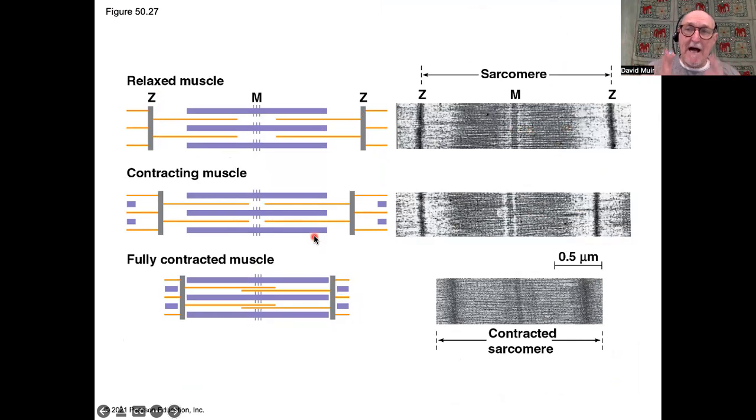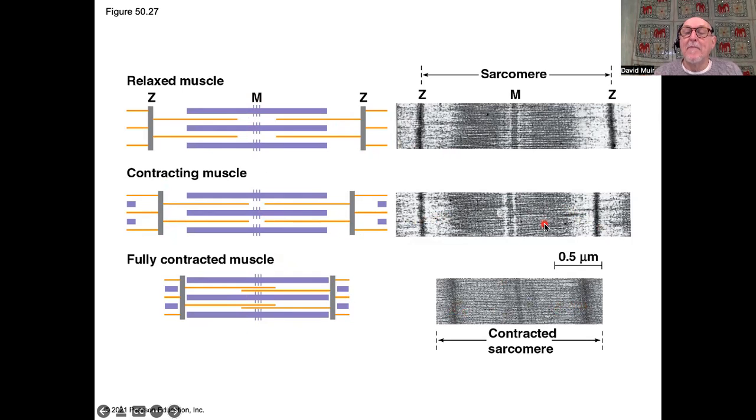Under the influence of calcium, which has flooded the myofibrils, the myosin pulls the actin filaments inwards. The actin filaments are attached at the Z lines here, so the distance between the Z lines decreases. The Z lines are pulled towards one another as these actin filaments are pulled in by the myosin. So the myosin is actually attaching to these filaments and pulling them this way and this way to cause the muscle to contract. Here's the contracted sarcomere, much shorter.